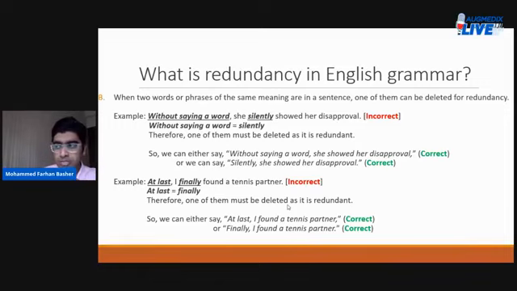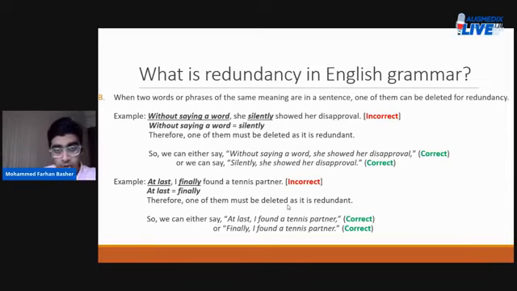So one of them must be deleted as it is redundant. So we can either say, without saying a word, she showed her disapproval. Or we can say, silently, she showed her disapproval.